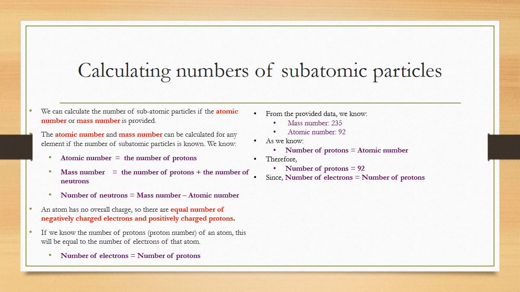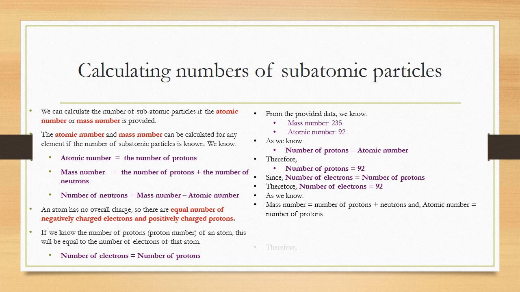We also know that since the number of electrons equals the number of protons, then the number of electrons in uranium is also going to be 92. And as we know, the mass number equals the number of protons plus neutrons, and the atomic number equals the number of protons. We can therefore work out the number of neutrons: the mass number, 235, minus the atomic number, 92. So the number of neutrons will equal 143.